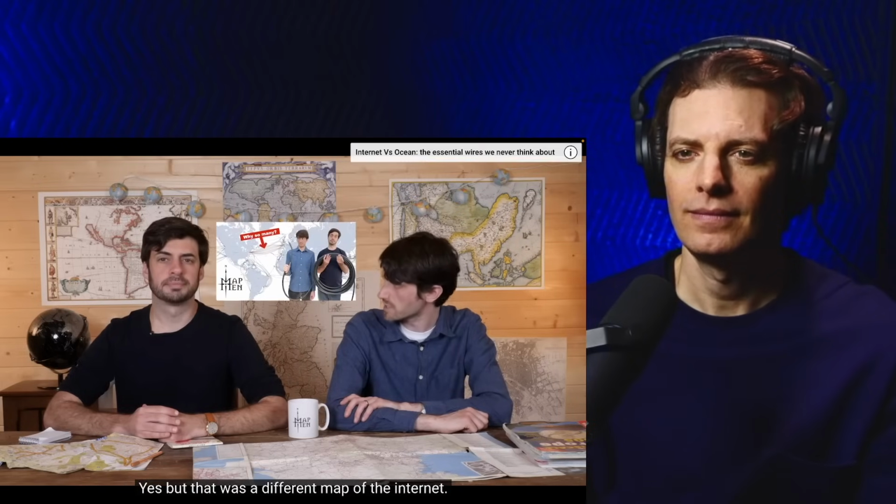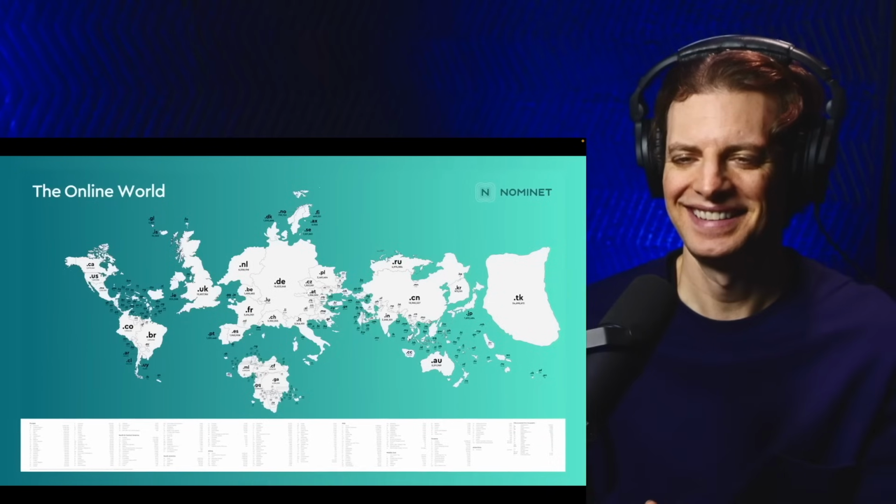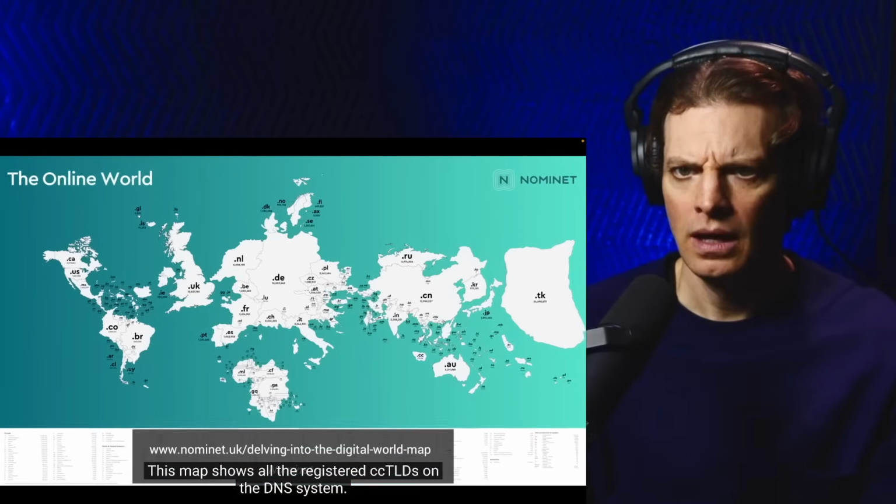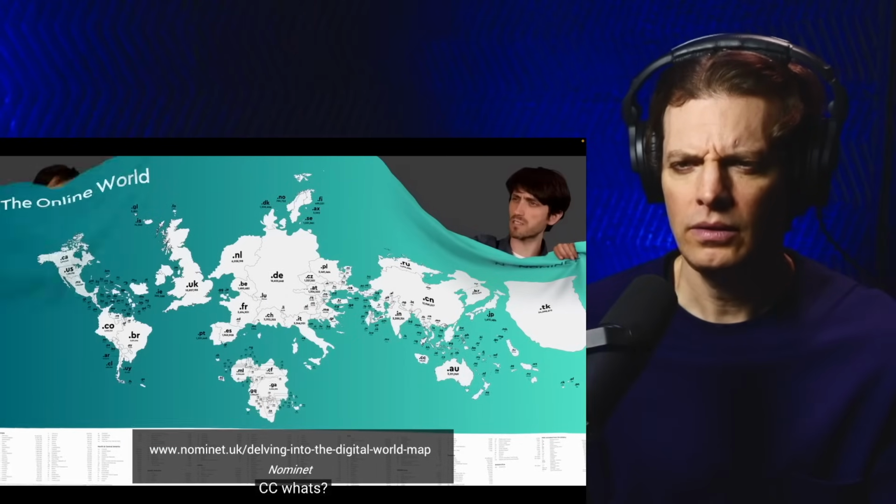Today's program is about a map of the internet. Hang on, we did that last time. Yes, but that was a different map of the internet. Is it different enough that we won't repeat ourselves and the story will still feel completely unique and compelling? Absolutely. Oh, go on then. This map shows all the registered ccTLDs on the DNS system. CC what?